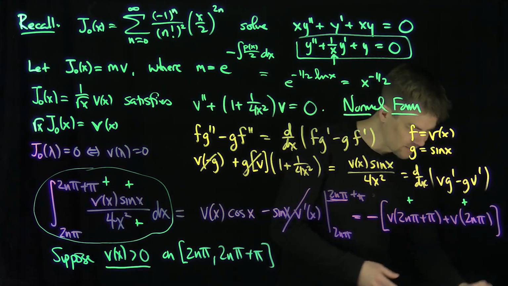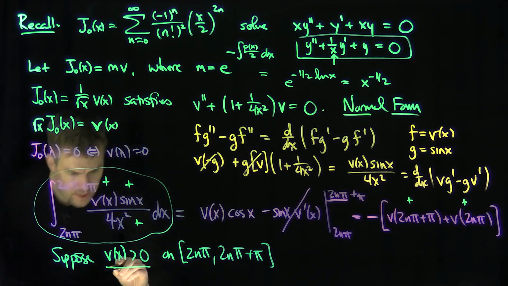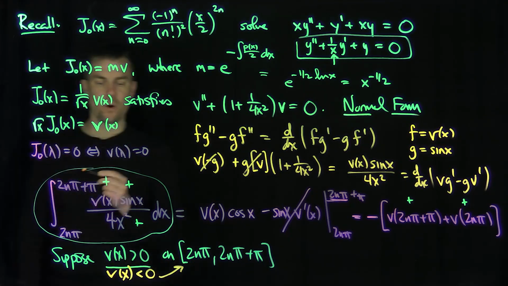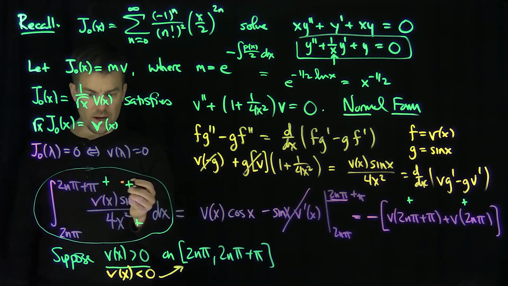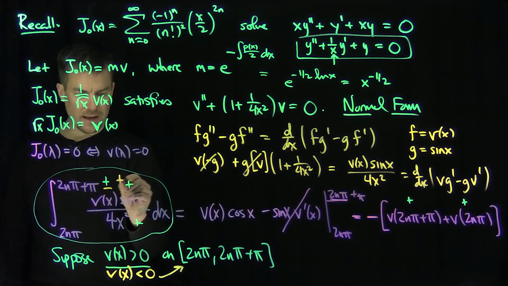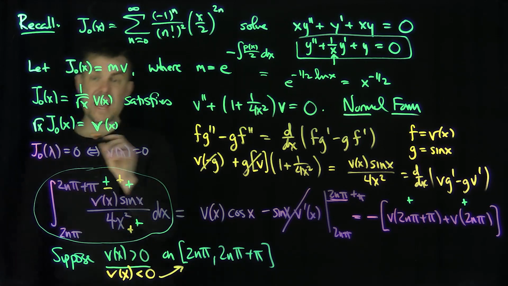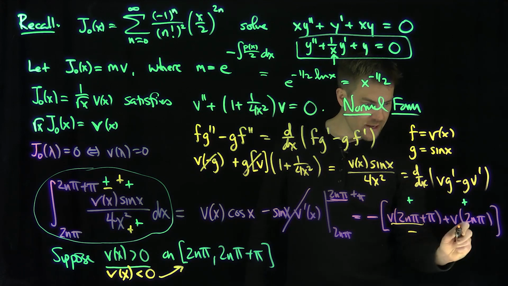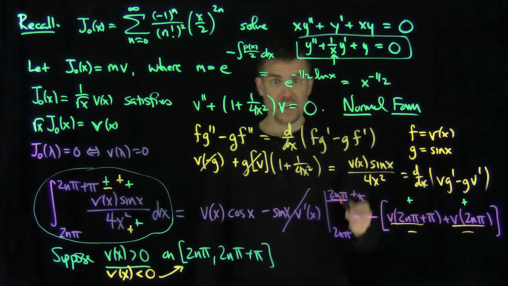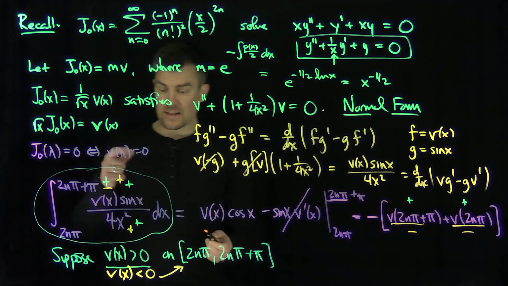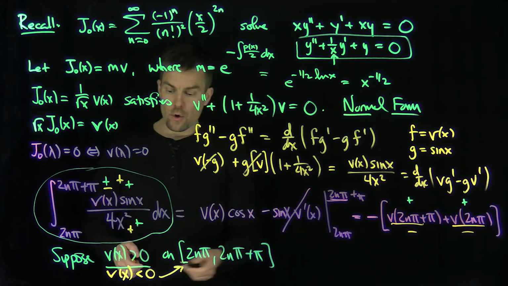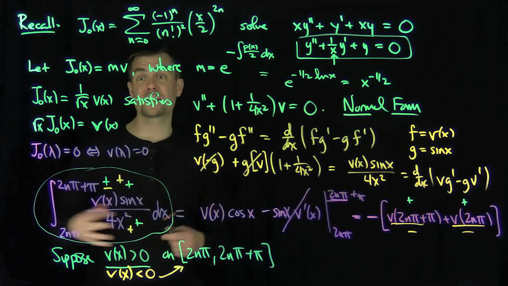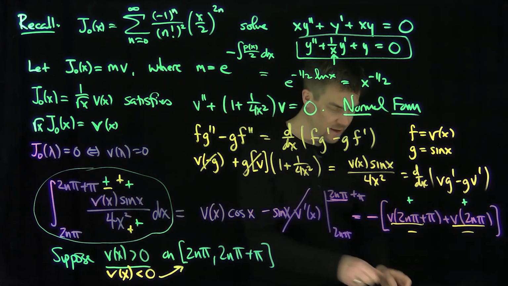So suppose that v of x was always less than 0 on the same interval. Then I'd have a negative, a positive, and a positive. So then this whole thing would be negative. And if it was always negative, this would be negative, and this would be negative, so a negative of a negative would be a positive. So in that case, I'd have a negative equal to a positive. That's impossible, which means that I cannot have strictly positive or strictly negative, which means that v has to cross the axis somewhere.